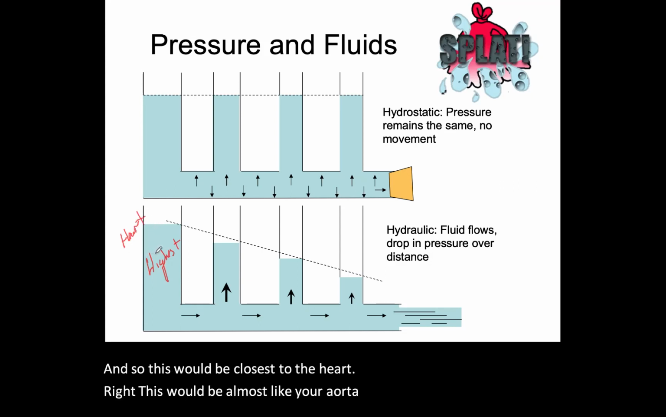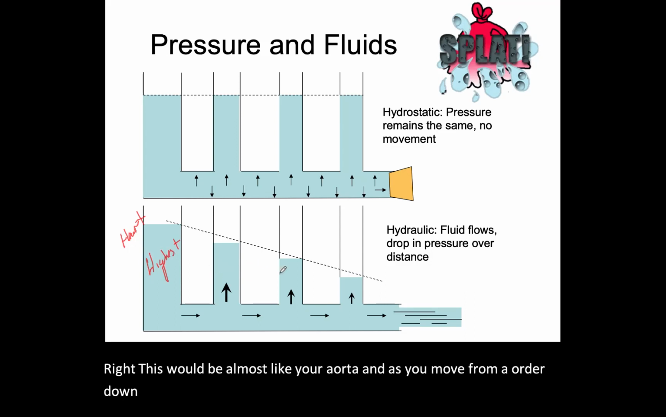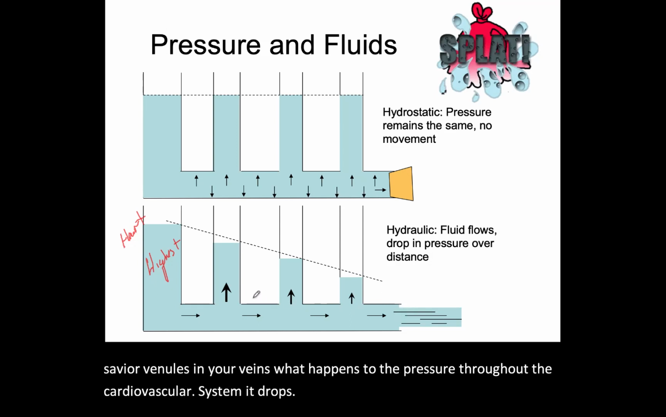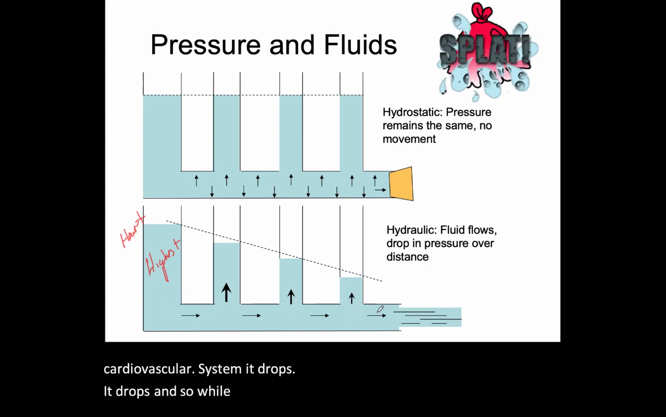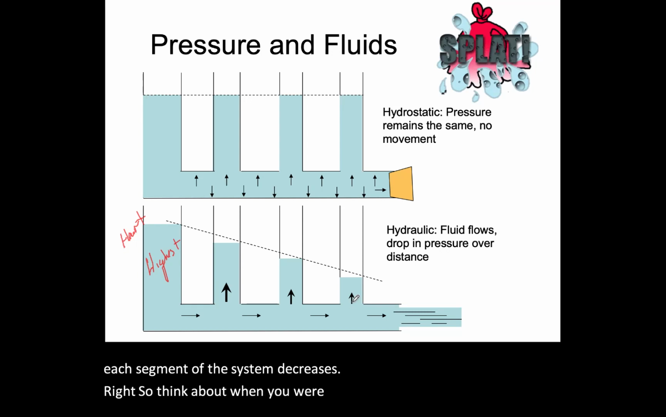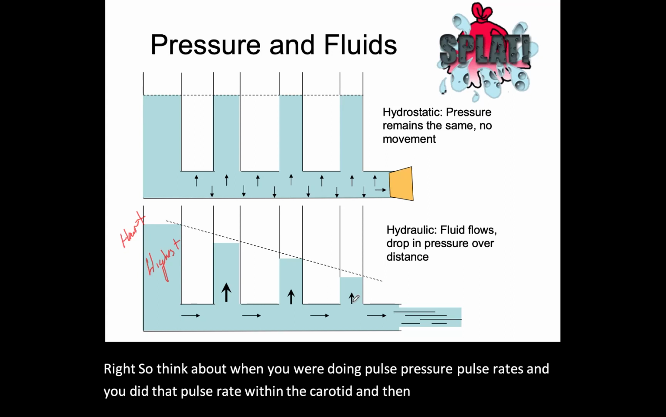And as you move from your aorta down into your arteries and your arterioles and your venules and your veins, what happens to the pressure throughout the cardiovascular system? It drops. And so while the motion is continuous, the pressure applied to each segment of the system decreases. So think about when you were doing pulse rates, and you did that pulse rate within the carotid, and then you went down to the dorsalis pedis.